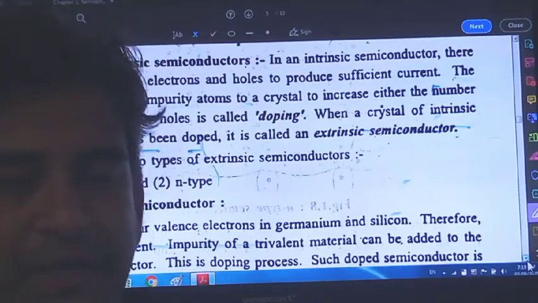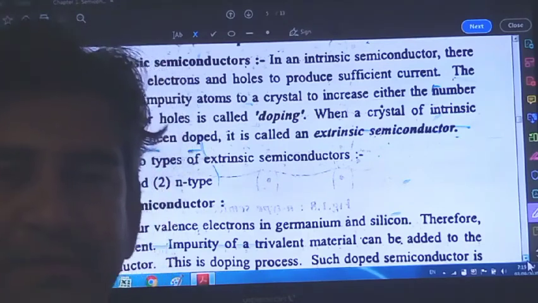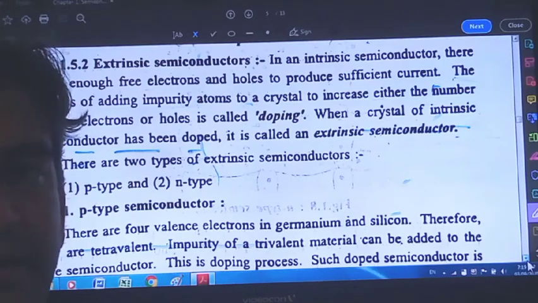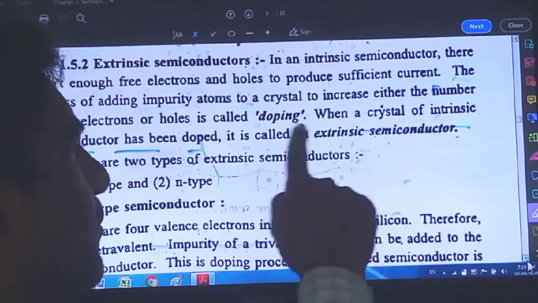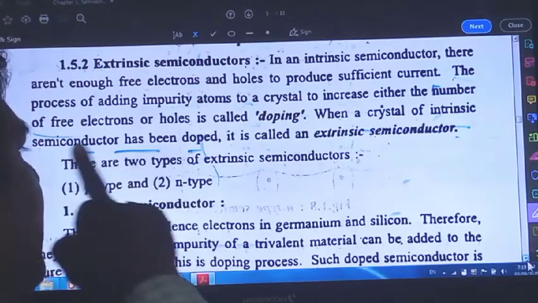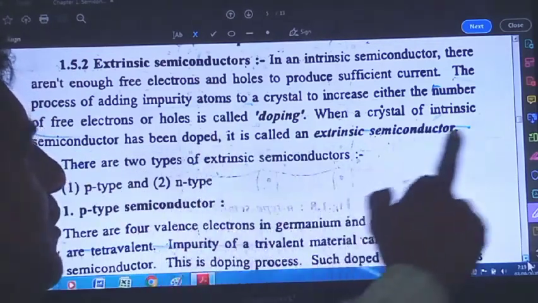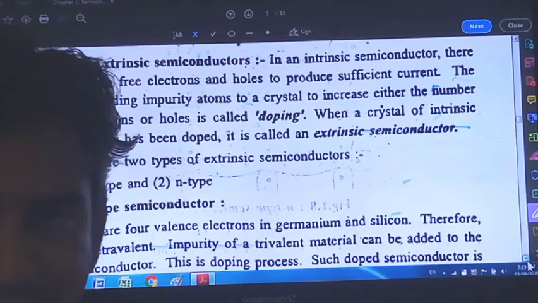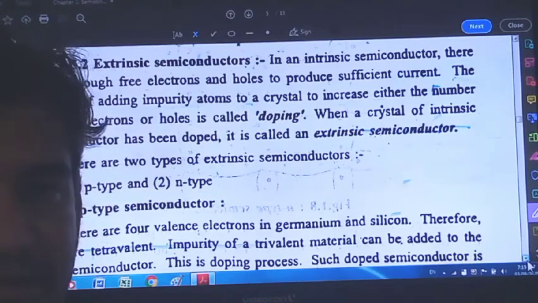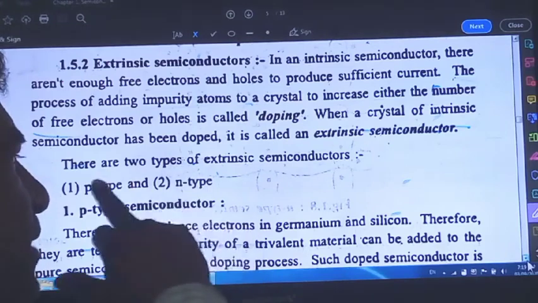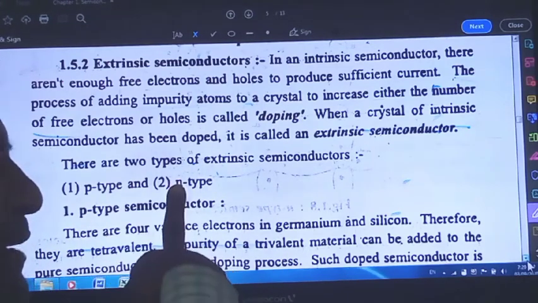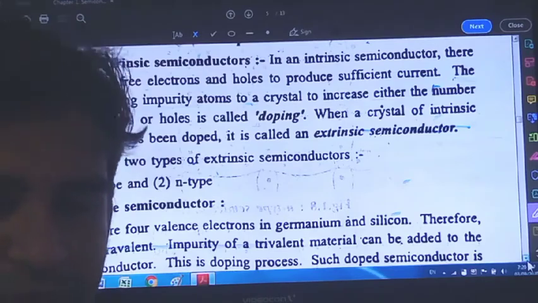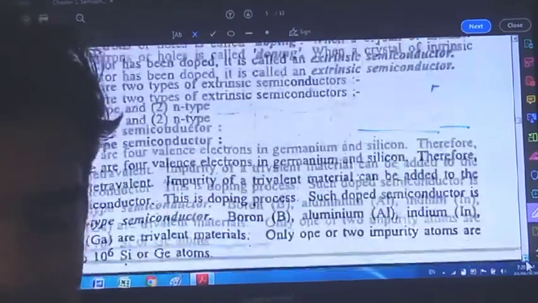When the crystal of an intrinsic semiconductor has been doped, it is called an extrinsic semiconductor. Now there are two types of extrinsic semiconductor. First is the p-type and second is the n-type. The p-type semiconductor and the n-type semiconductor you have to study under the extrinsic semiconductor.